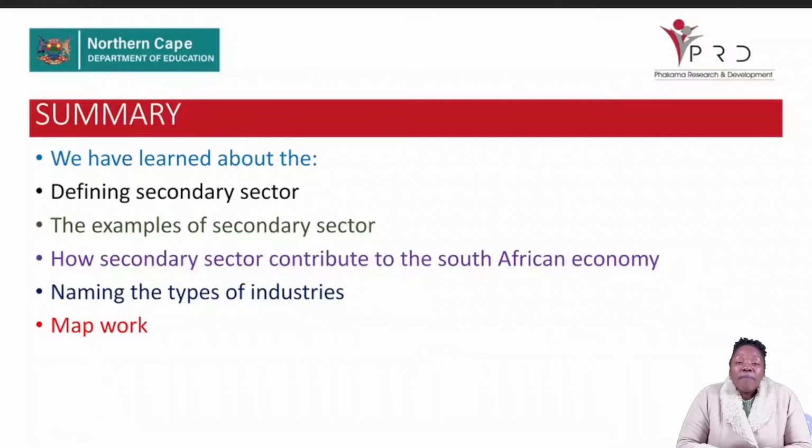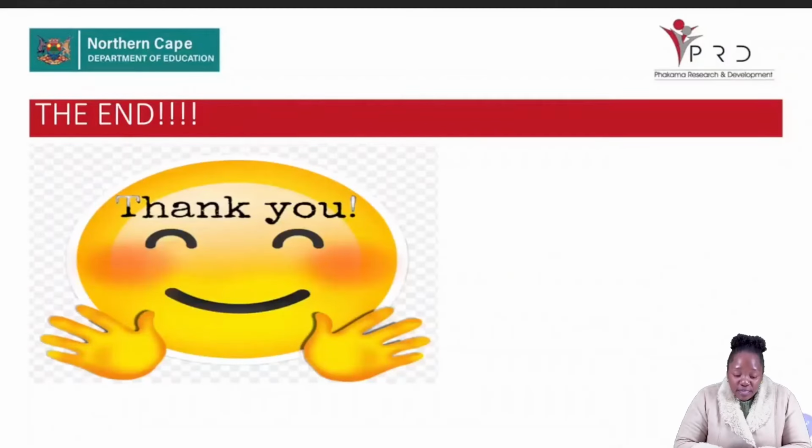So if you were to summarize what we have learned today, you have learned defining the secondary sector. We have learned about the examples of the sector, and we have learned about how the secondary sector contributes to the South African economy. And we have looked into the naming or the types of industries, and we have done some map work activities. So we have come to an end of our lesson today.